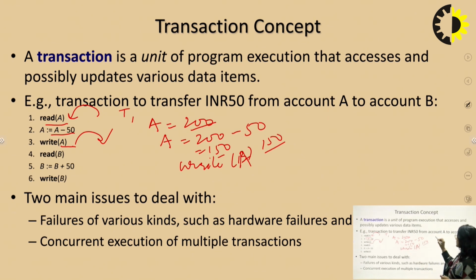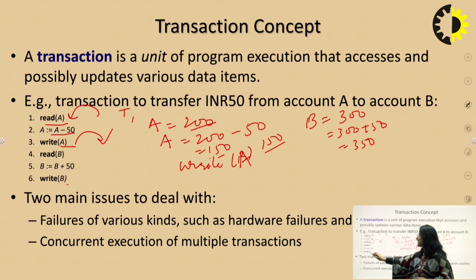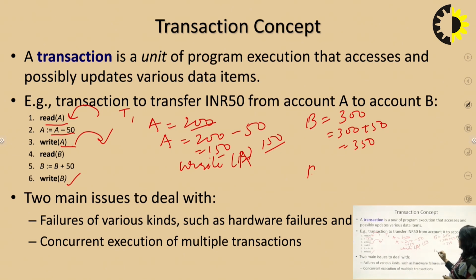Again, we read the value of B. Suppose the value of B was 300. Now we add the 50, so B = B + 50, 300 plus 50 equals 350. Then we write B, updating the value to 350. Earlier the value of A was 200 and B was 300. After this transaction, the value of A is 150 and the value of B is 350.